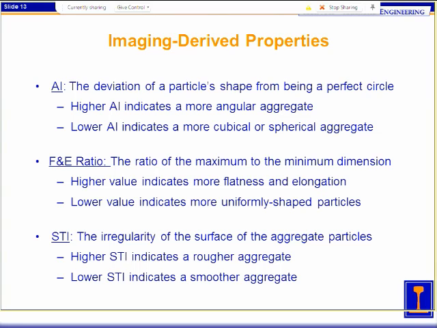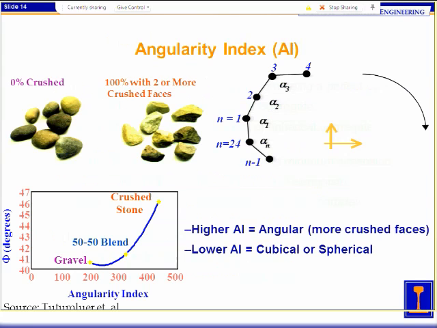A lower value indicates more uniformly shaped particles. Surface texture index is the irregularity of the surface of the aggregate particles. It's pretty much just a basic loss formula, and I'll show that in a second. But a higher STI is going to indicate a rougher aggregate. Lower is going to indicate a smoother one.